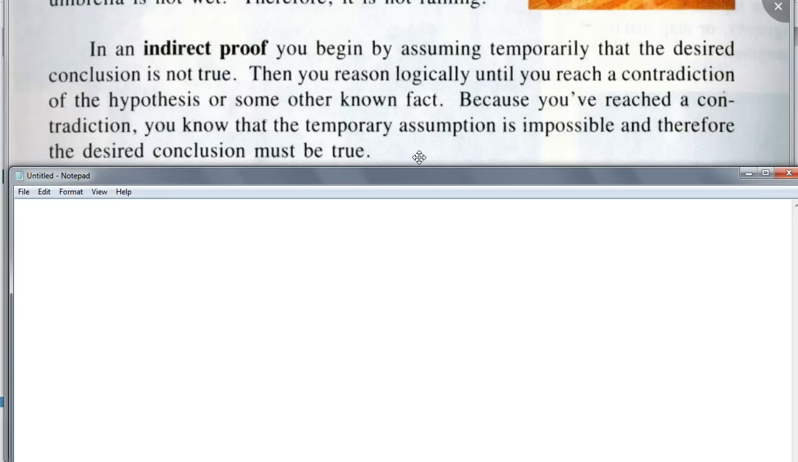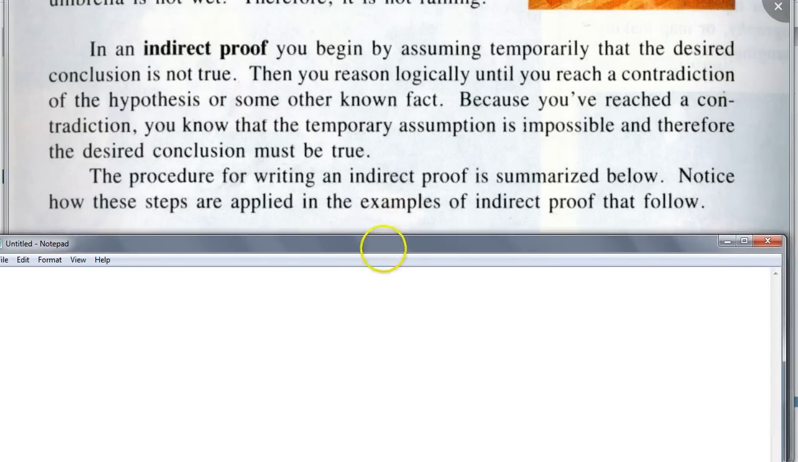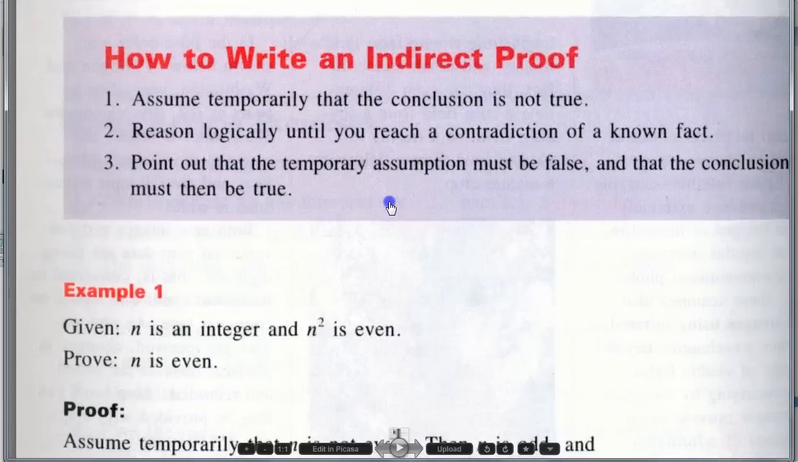Okay, so you're like, what does that mean? We'll do some examples and see if it makes any sense to us. And we're going to summarize this for you in a minute in 3 steps. The procedure for writing an indirect proof is summarized below. Notice how these steps are applied in the examples of the indirect proof that follow.